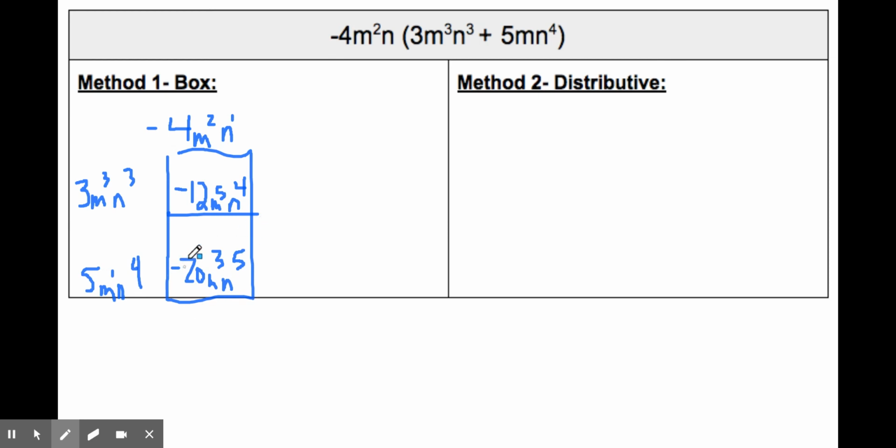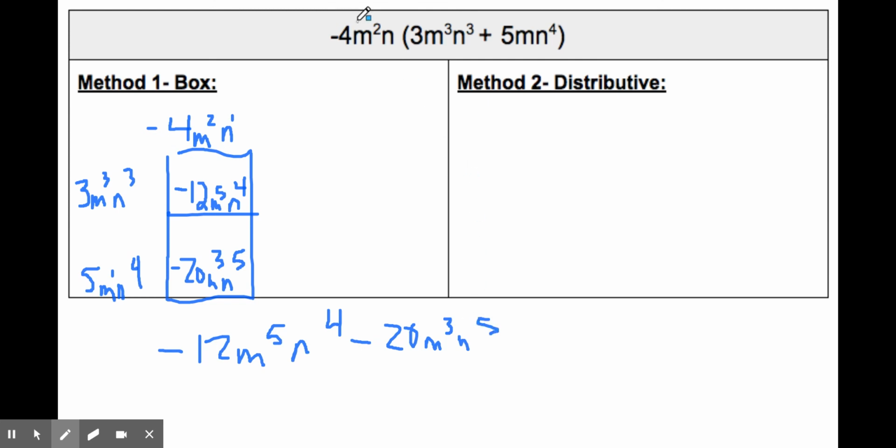So then you would just write it out. None of these are like terms, even though they're both m and n. They have different powers, so you cannot combine them. So you're going to get negative 12 m to the 5th n to the 4th, minus 20 m cubed n to the 5th.